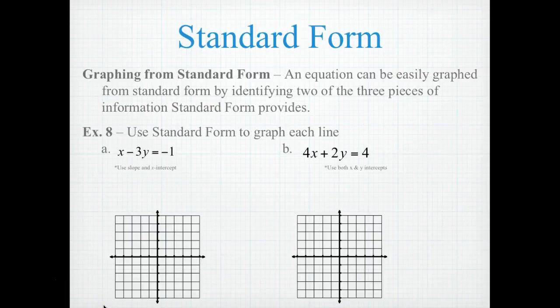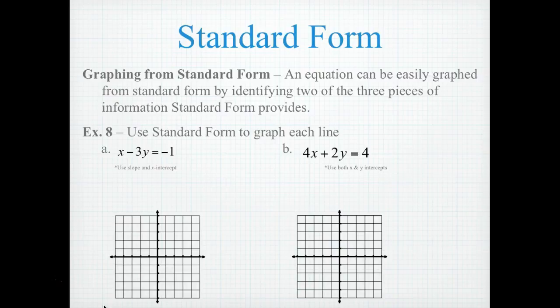To graph from standard form, we need to identify two of the three pieces of information that it provides. In standard form, we can identify the slope by taking the opposite of A over B, and we can find the x and the y-intercept by plugging in zeros for opposite variables. If we can identify two of those three pieces of information, then we can produce a line. For my first example, x minus 3y equals negative 1, I'm going to use the slope, and I'm going to use the x-intercept. Notice trying to find the y-intercept is going to produce a fraction, and we want to try not to use fractions as coordinates if we don't have to.